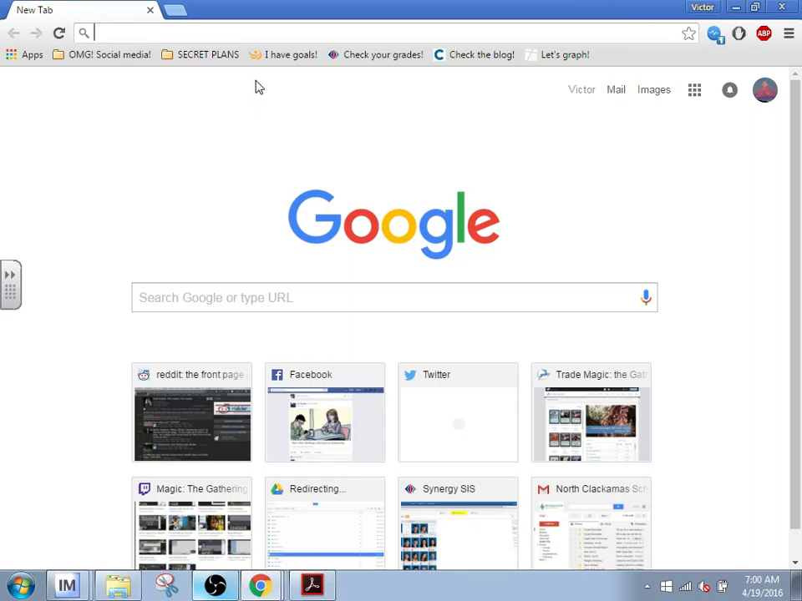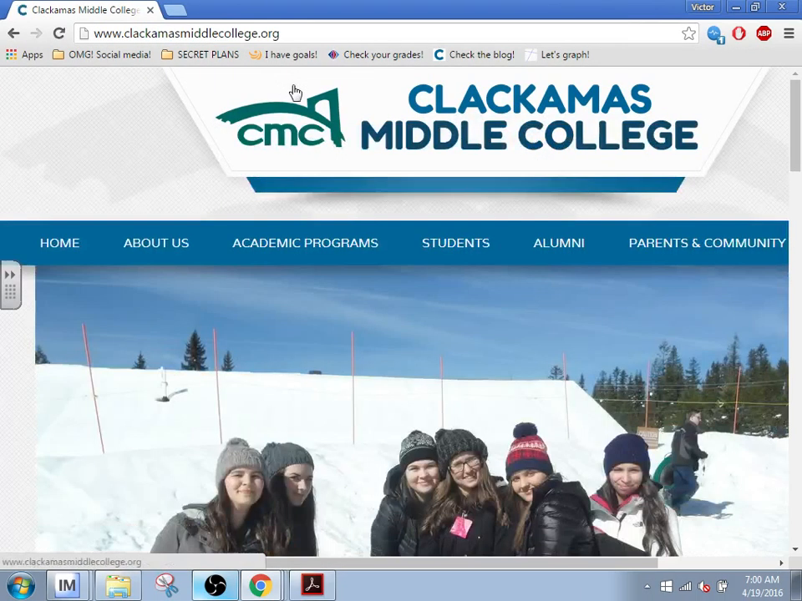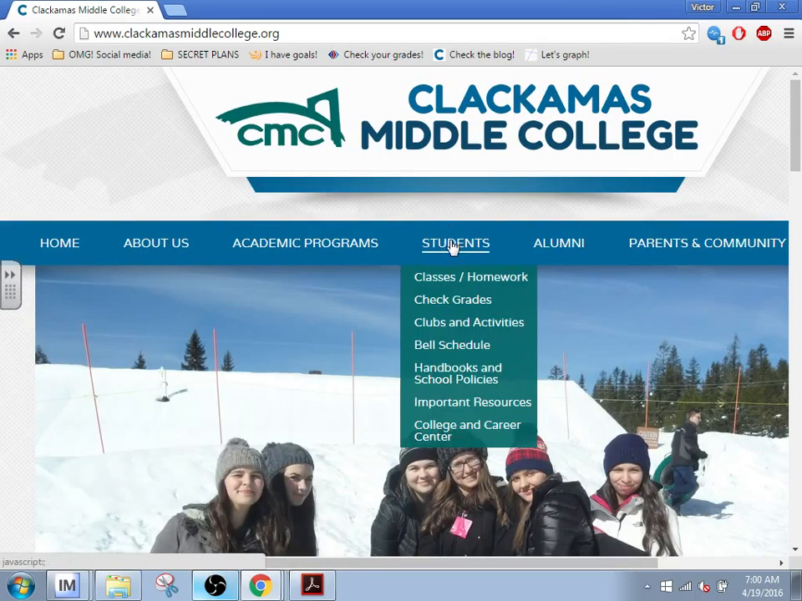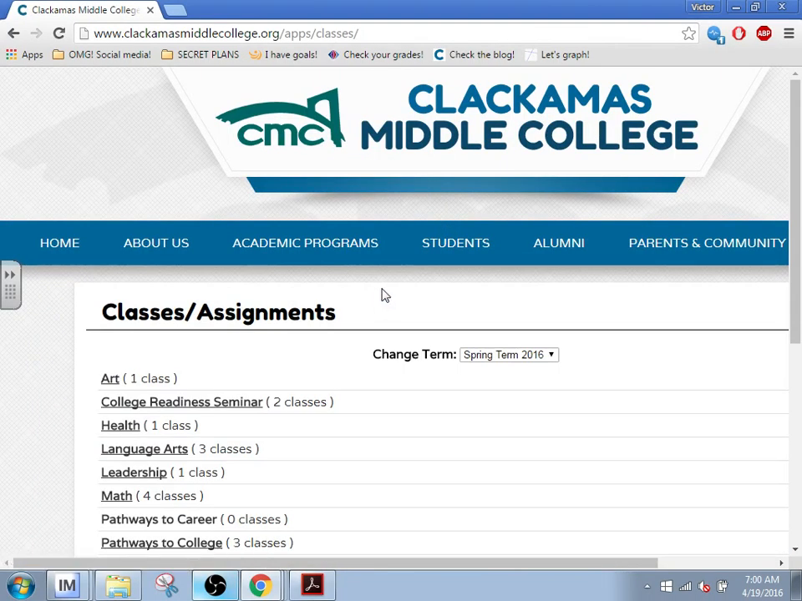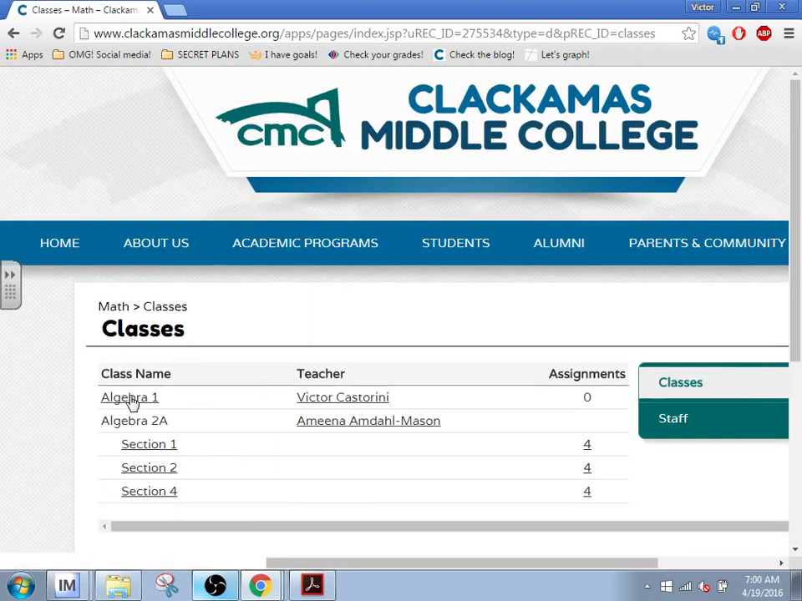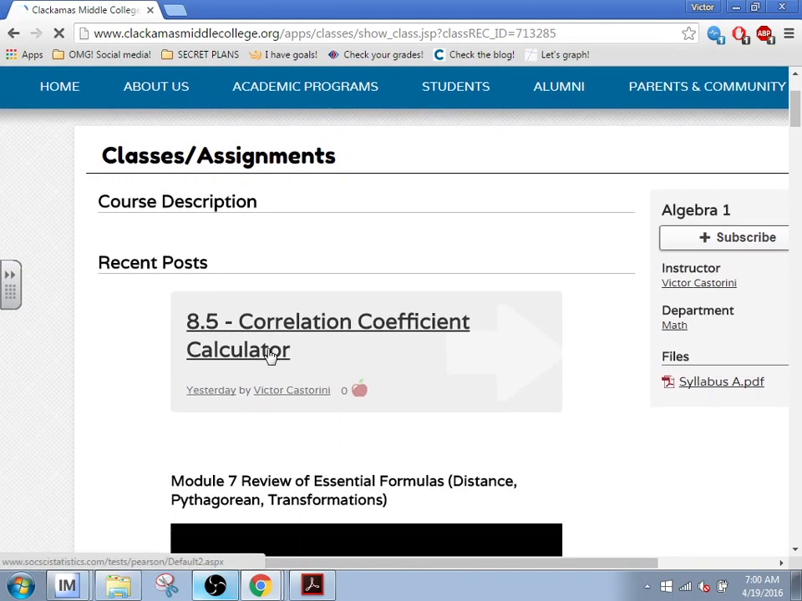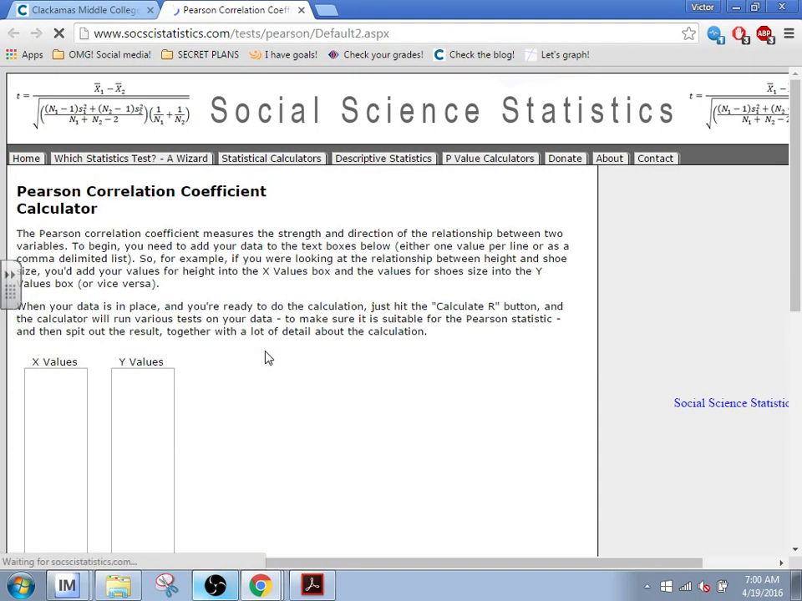To find the tool, all you have to do is go to our website, clackamasmiddlecollege.org. You are a student. You are taking classes. This happens to be a math class, Algebra 1 with your beautiful teacher, Victor Castorini. And I have right here 8.5 correlation coefficient calculator. All you have to do is click on that link. It'll pull you into this.